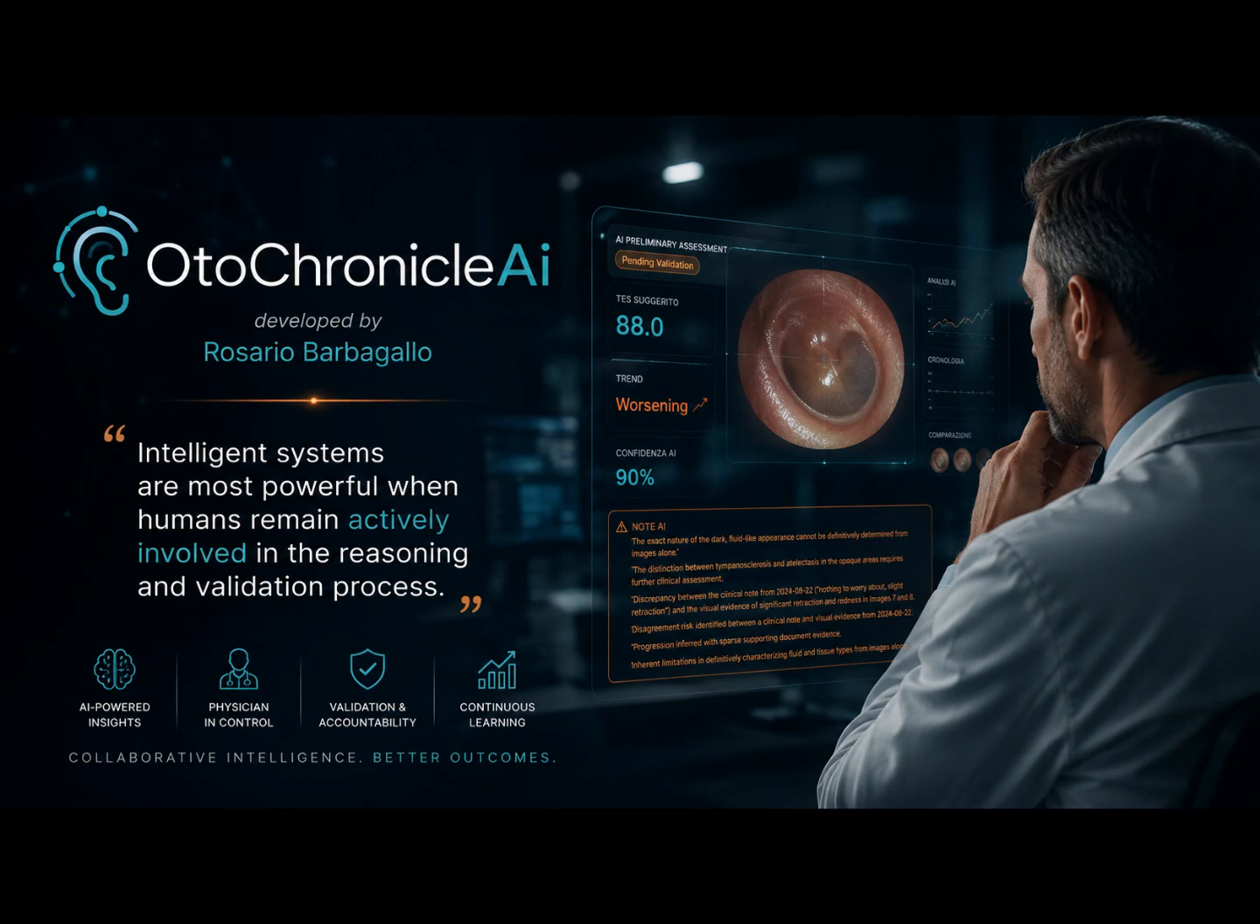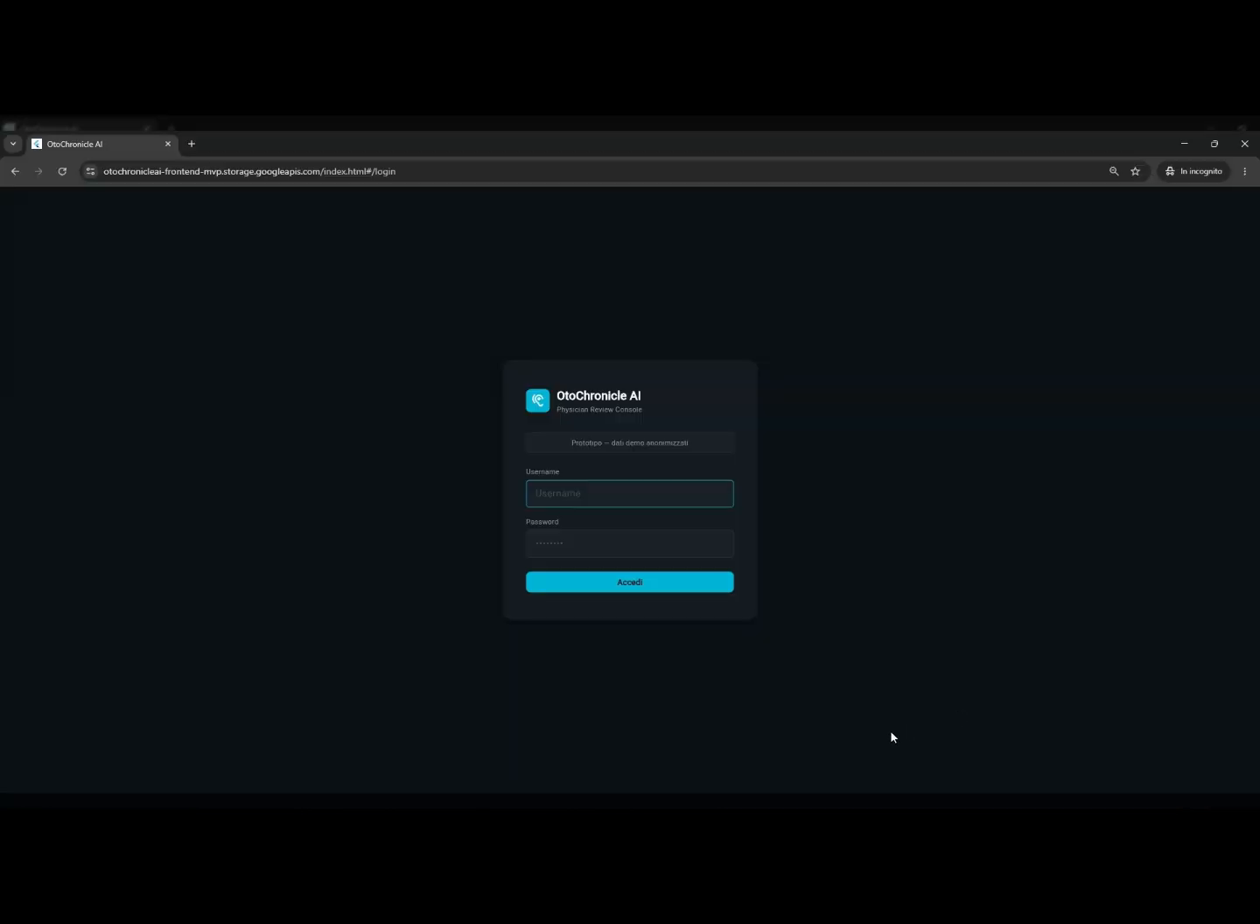Hi, I'm Rosario. And what I'm about to show you is not another medical image classifier. It's something different. It's called OtoChronicle AI, a longitudinal clinical intelligence platform built for ENT specialists.